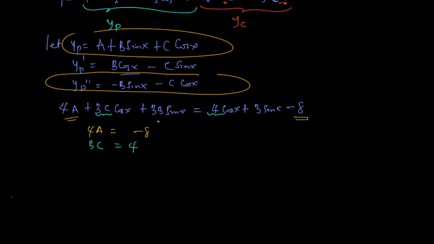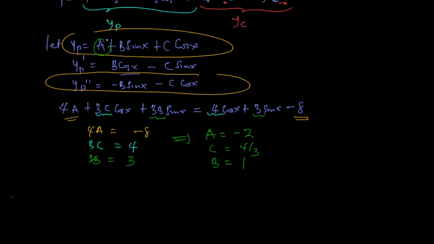And then lastly, we observe that the coefficient of sine of x here is 3b, and the coefficient here is 3. So that implies that 3b equals 3. And then when we solve that, for a we have minus 8 all over 4. So my a is going to be negative 2. My c is 4 all over 3. And then my b equals 1. So I've gotten my a, my c, and my b.